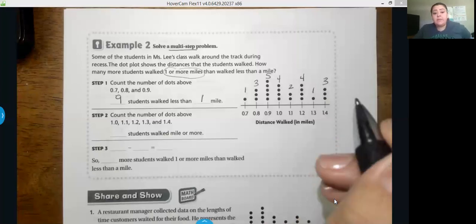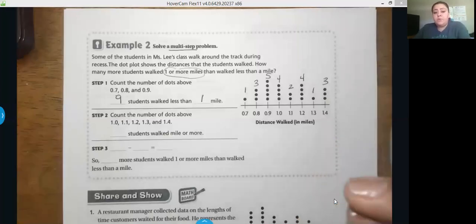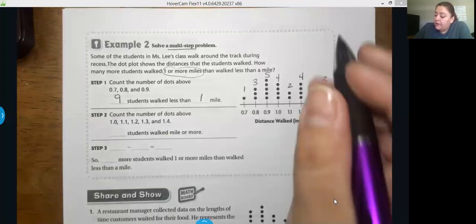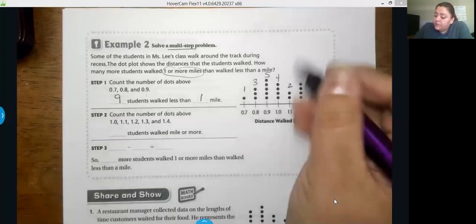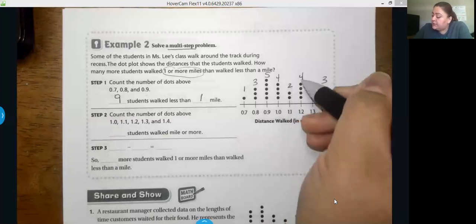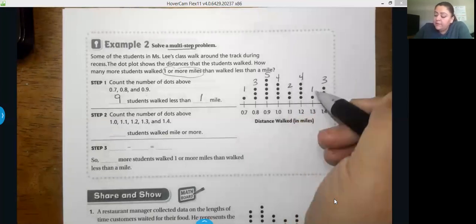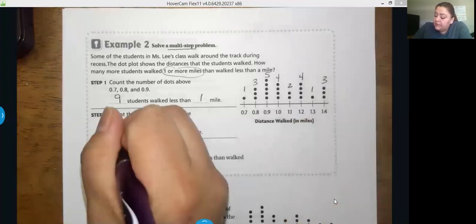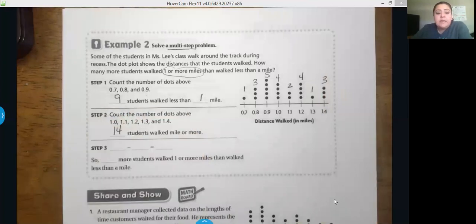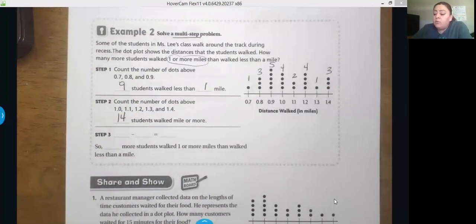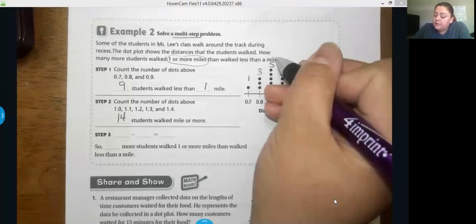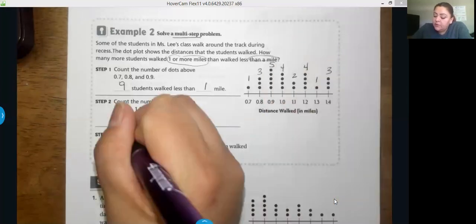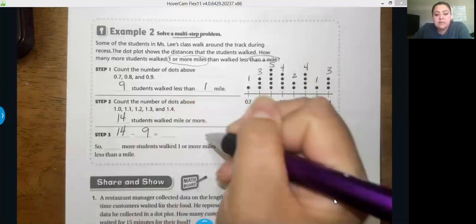Step 2, count the number of dots above 1 mile. So we've got 4 plus 2 is 6, plus 4 is 10, plus 1 more is 11, plus 3 is going to be 14. So 14 students, okay? Now, step 3 says that we're setting up the 2, I'm sorry, because we want to know the difference. How many more students walked 1 or more miles than walked less than a mile? So 14 is my biggest number.